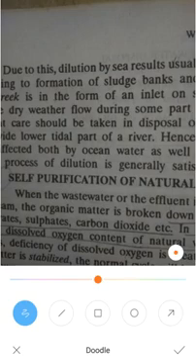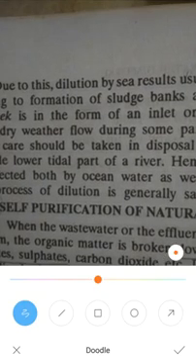So the wastewater, the effluent, is discharged into the natural streams. In these natural streams, the organic matter present in the wastewater will be broken down by the bacteria into smaller particles, to ammonia, nitrates, sulfides, carbon dioxide, etc. So whatever waste pollutants are present in the wastewater will be broken down.